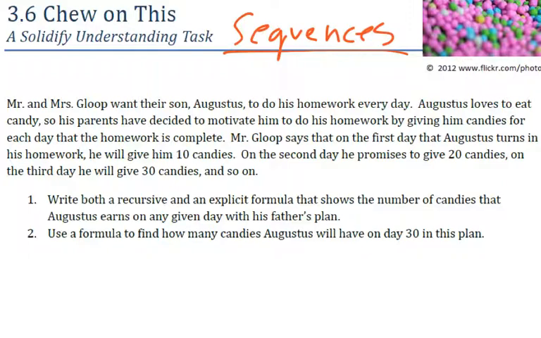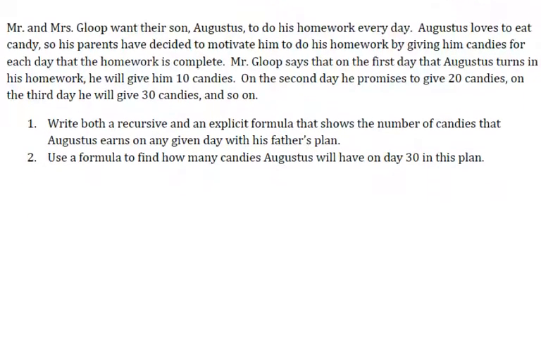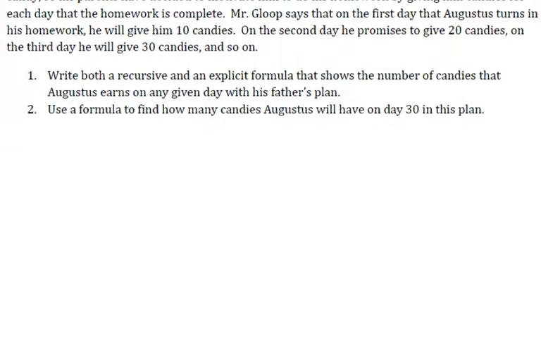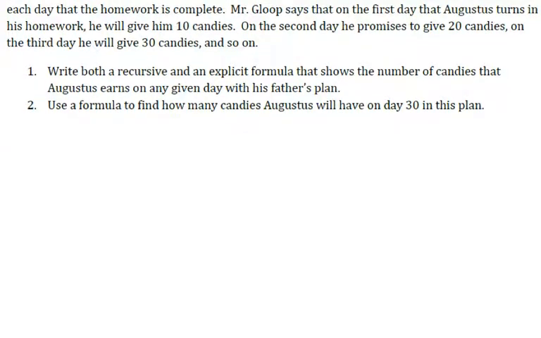So it says, write both a recursive and an explicit formula that show the number of candies that Augustus earns on any given day with his father's plan. Use a formula to find how many candies Augustus will have on day 30 in this plan. So, pretty straightforward, right? My suggestion, as usual, let's start with a table.